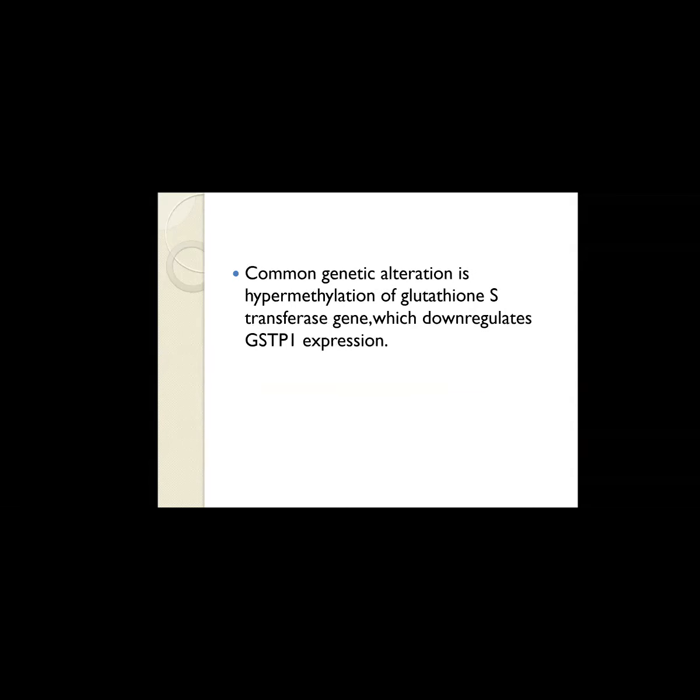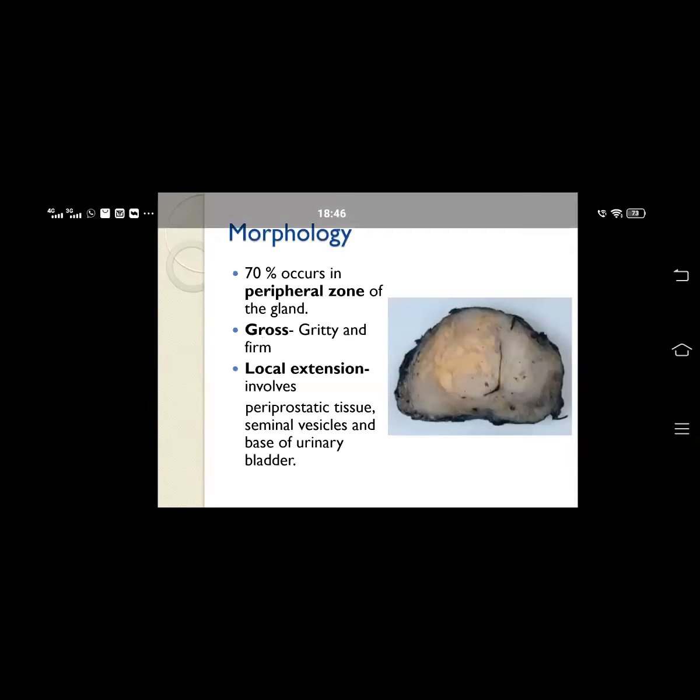Okay, well, the common genetic alteration is hypermethylation of the glutathione S-transferase gene. This causes downregulation of GSTP1 expression, thereby leading to prostatic carcinoma. Okay, grossly, how will it appear? I told you in BPH, it usually involves the central or the transition zone of the prostate. Whereas here in prostatic carcinoma, you can find this growth occupies the peripheral zone.